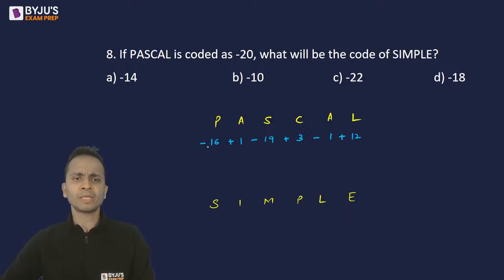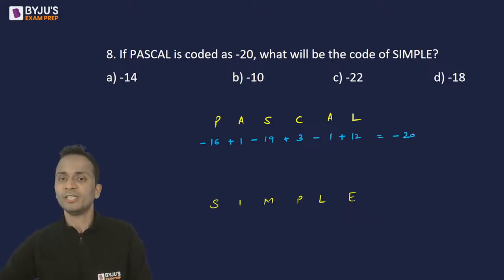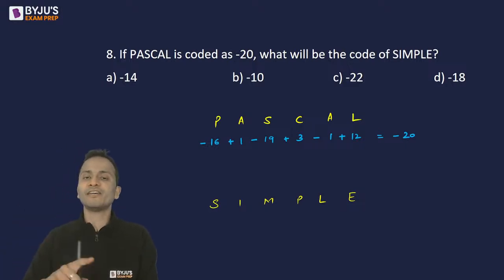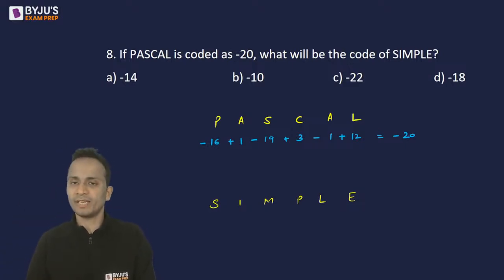Let's simplify. So minus 16 plus 1 is minus 15. Minus 15 minus 19 is minus 34. Plus 3 is minus 31. Minus 1 minus 32 हो जाएगा. And then plus 12, this is minus 20. So yes, alternate negative and positive sign is working here.